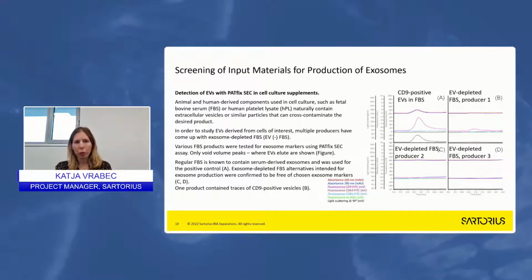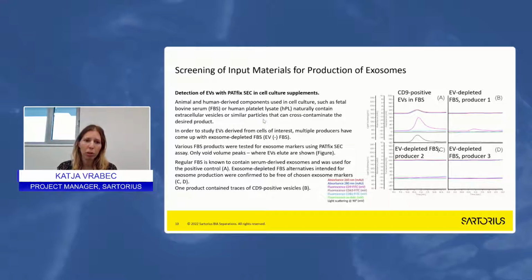So I mentioned that PATfix is used both for upstream and downstream analysis of samples. We will start with the upstream part, and especially why testing input materials in exosome production is important. Both animal and human-derived components that are used in cell culture, such as fetal bovine serum or human platelet lysate, naturally contain extracellular vesicles or similar particles. So these particles can cross-contaminate the desired product.